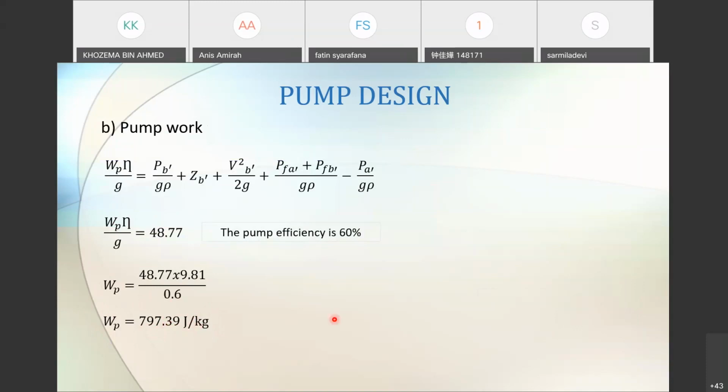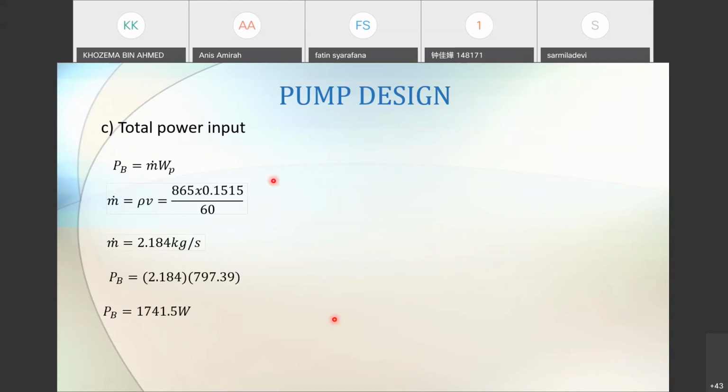So that is for question B. For question C, it is asking us to calculate the value of total power input. The formula for that is PB is equal to m dot, the mass flow rate, times your work done by the pump. So the first thing to do is to calculate our value of m dot. How do we do that? Because we know that rho is equal to m over v. We know our value of rho, and we also know our value of volumetric flow rate.